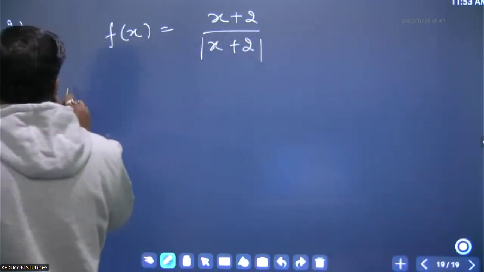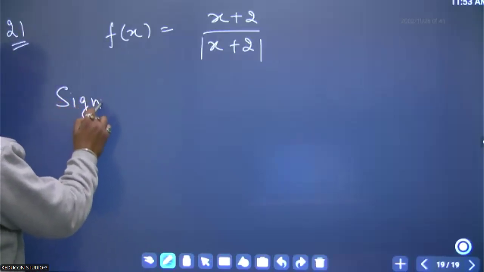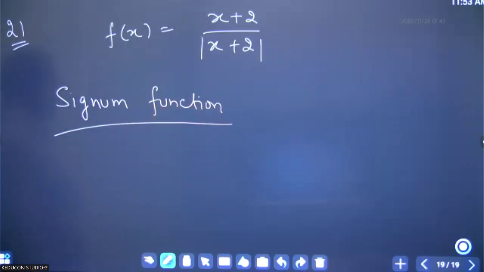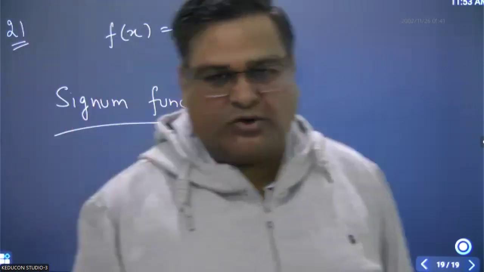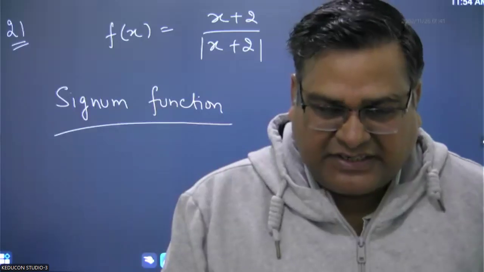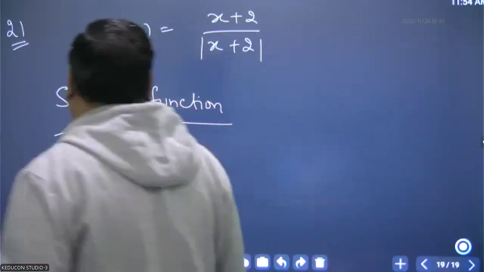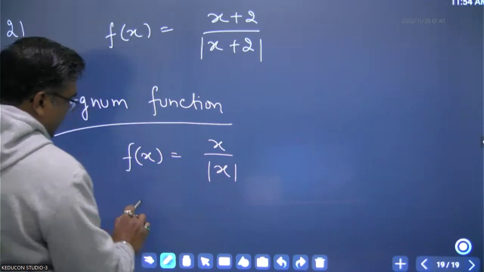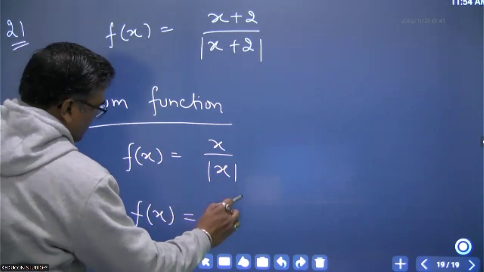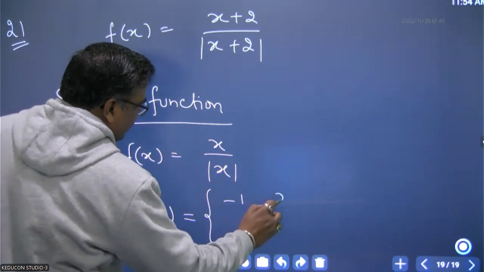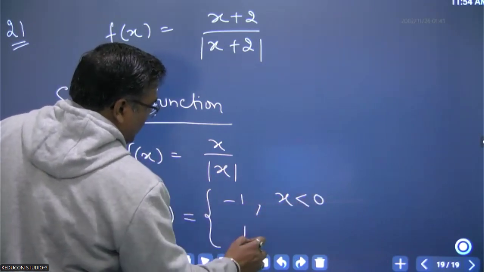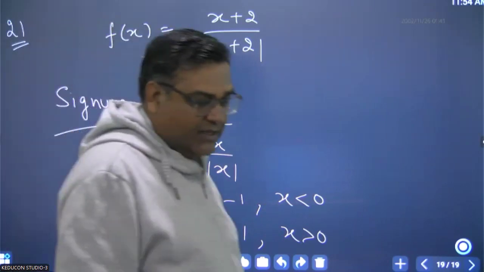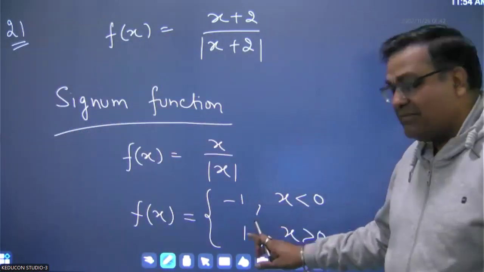Do you remember, students, signum function? Yes or no? What is that? Signum function की definition क्या होती थी बच्चों? If we have f(x) is equal to x over mod x, then f(x) is equal to -1 and 1. -1 when x is less than 0 and 1 when x is greater than 0. And x cannot be 0 because denominator will become 0. Right? So therefore, the results are -1 and 1.